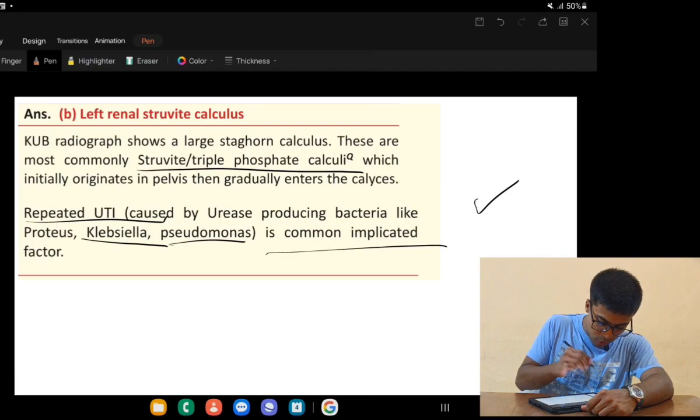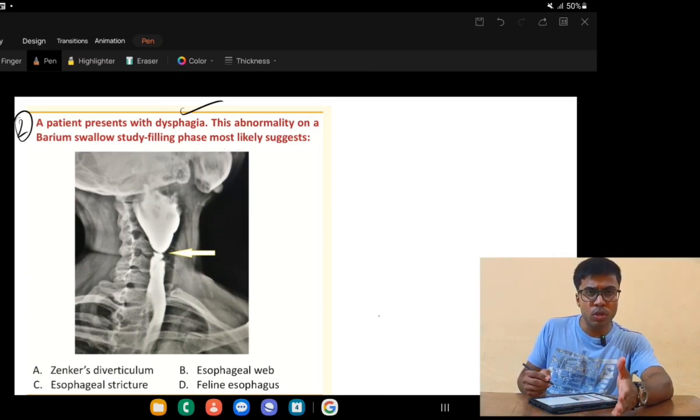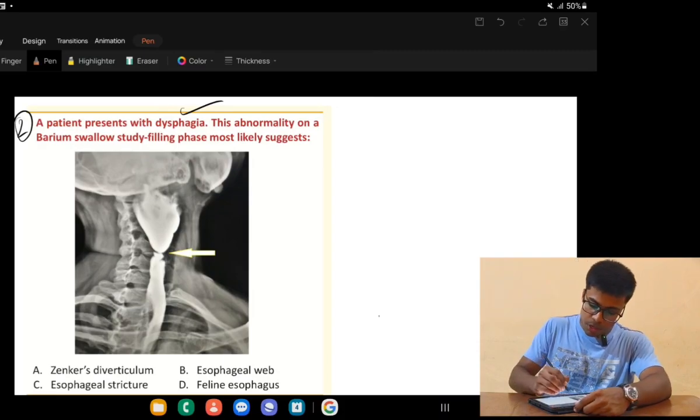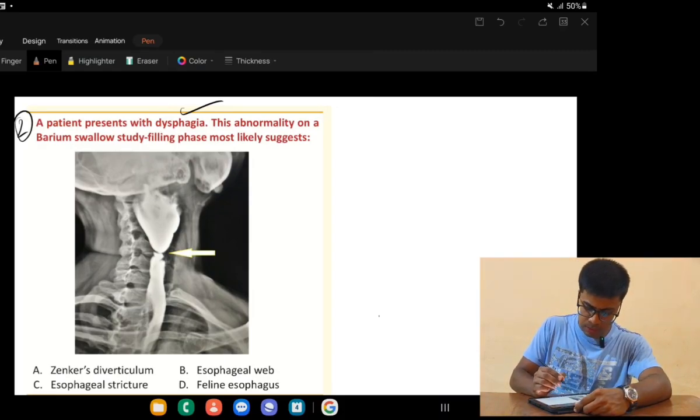Next, coming to the next question. We have a patient presenting with dysphagia. This abnormality on barium swallow study, filling phase, most likely suggests what? Before moving to the esophageal defects, we should know how a stricture and web look, how a feline esophagus looks, and how a diverticulum looks.